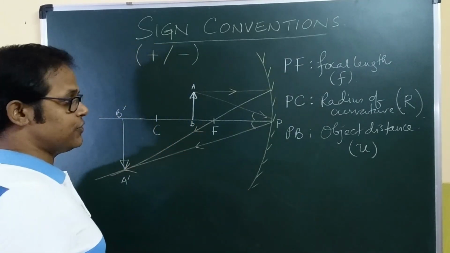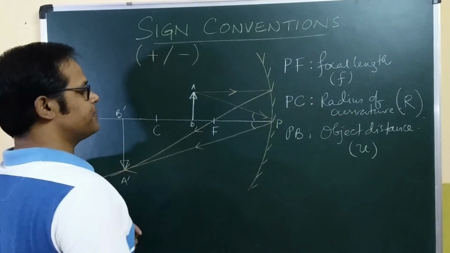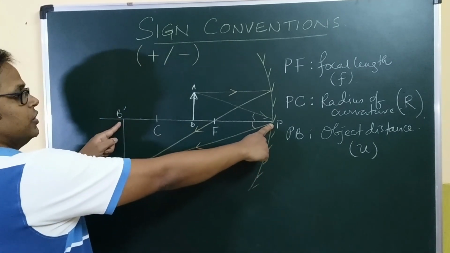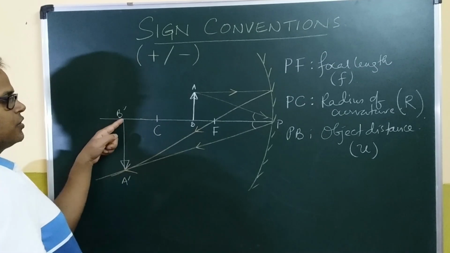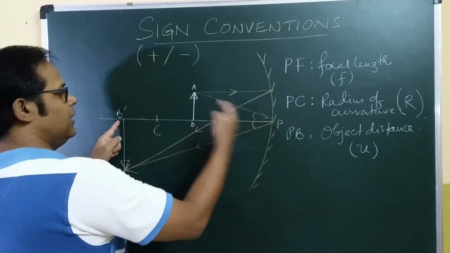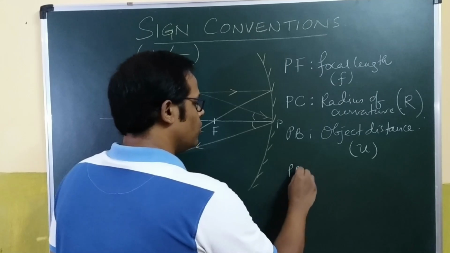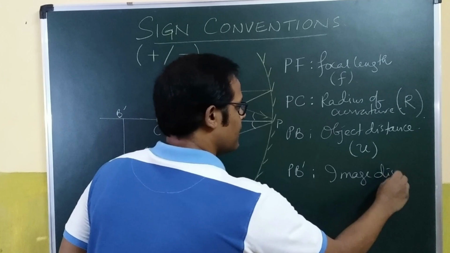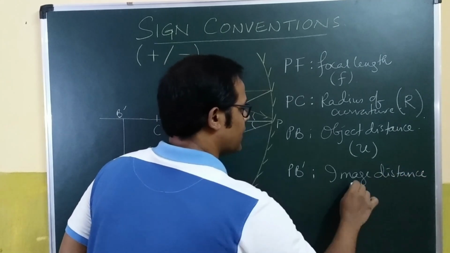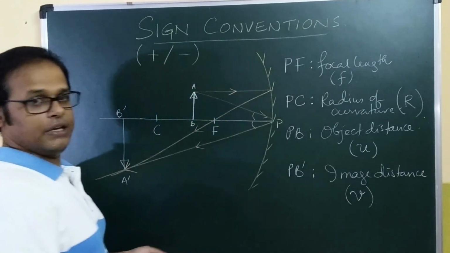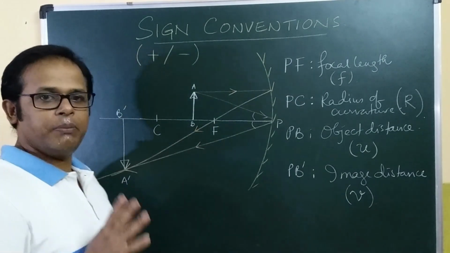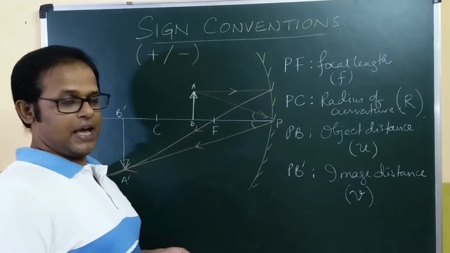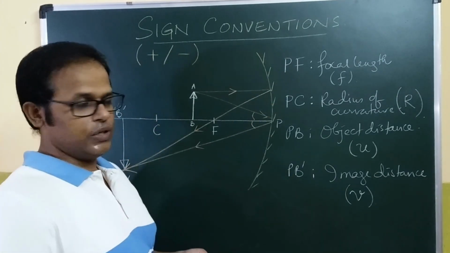And we have one more distance which can be measured parallel to the principal axis, that is from the pole to the base of the image where the image is exactly formed. This is my B dash, PB dash. From pole to B dash, we will call it the image distance. Image distance is denoted by the alphabet small v. Is that clear? These are the four major distances which can be measured parallel to the principal axis, and every one of you should know them clearly.